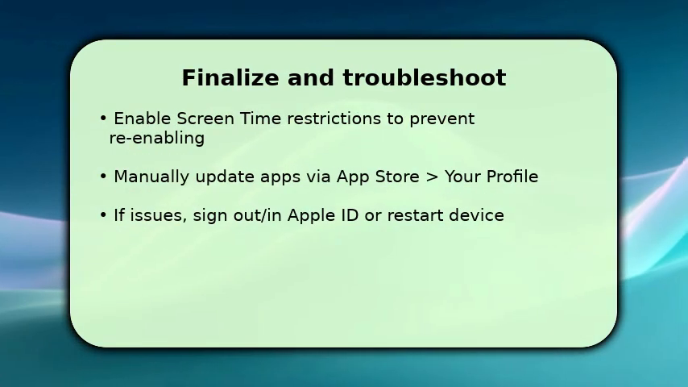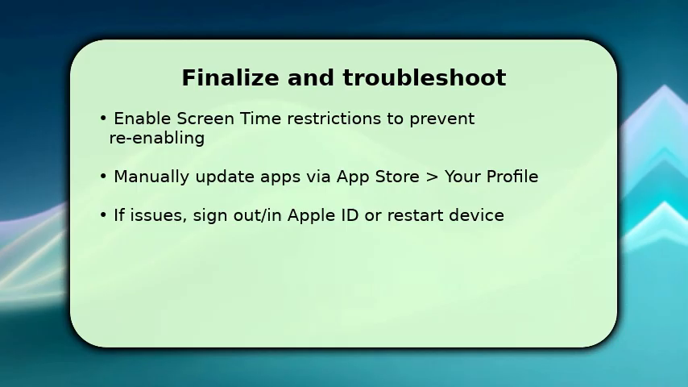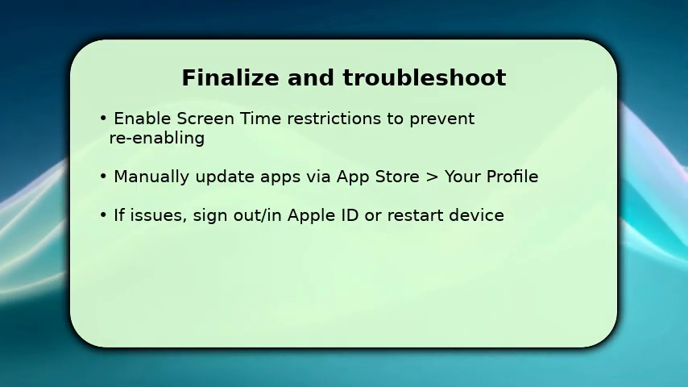You wrap up by locking the setting: enable Screen Time content and privacy restrictions, and set a passcode so others can't re-enable auto updates. Once done, update apps manually through the App Store, via your profile, when you choose.